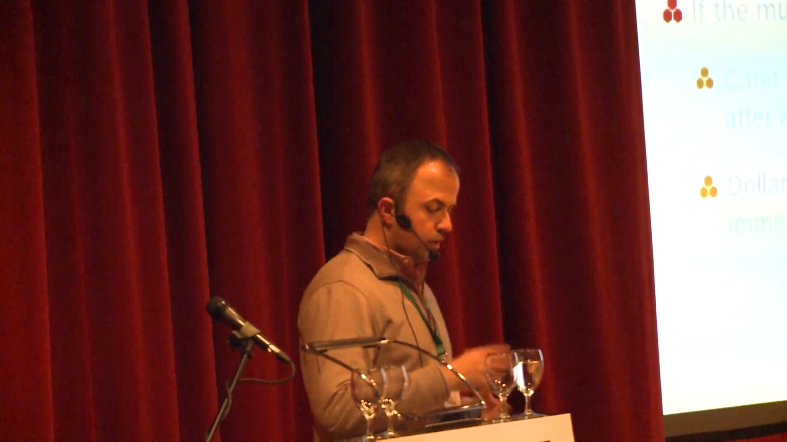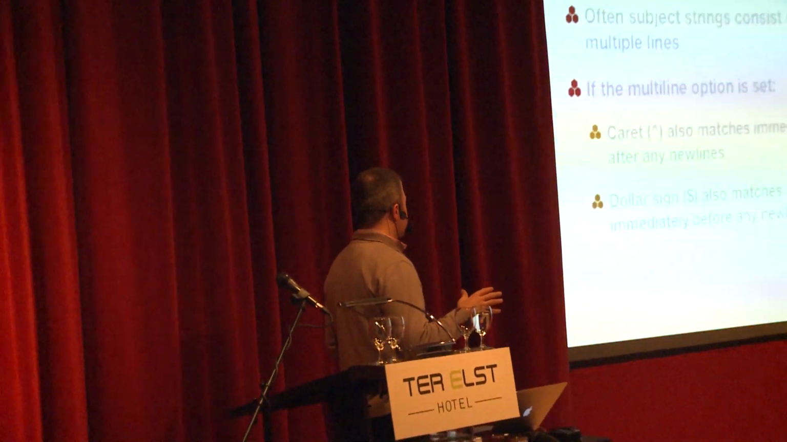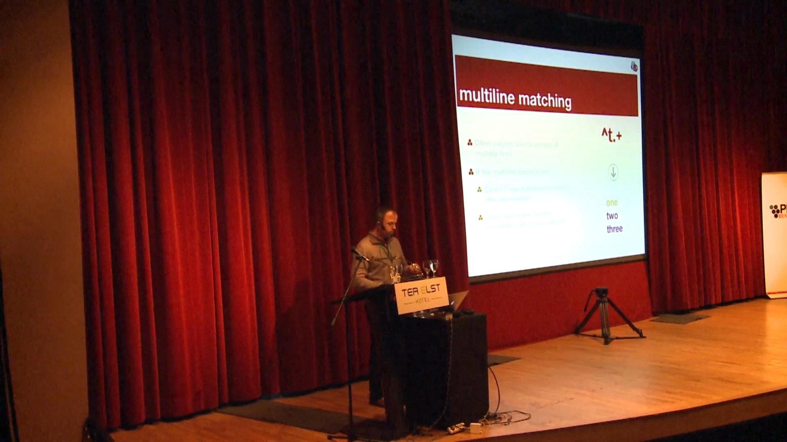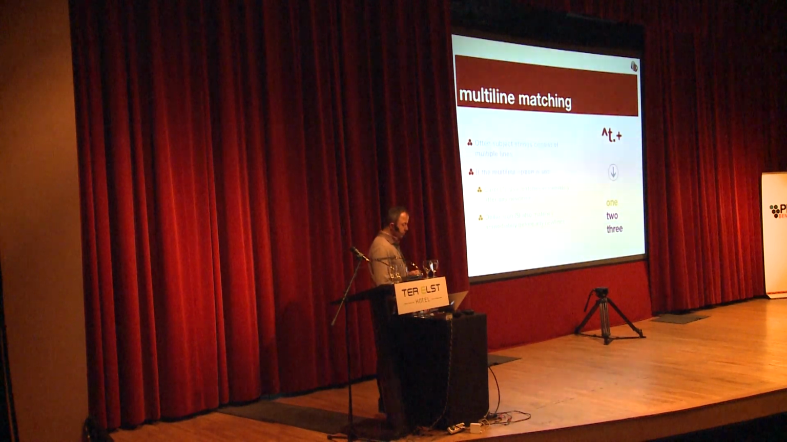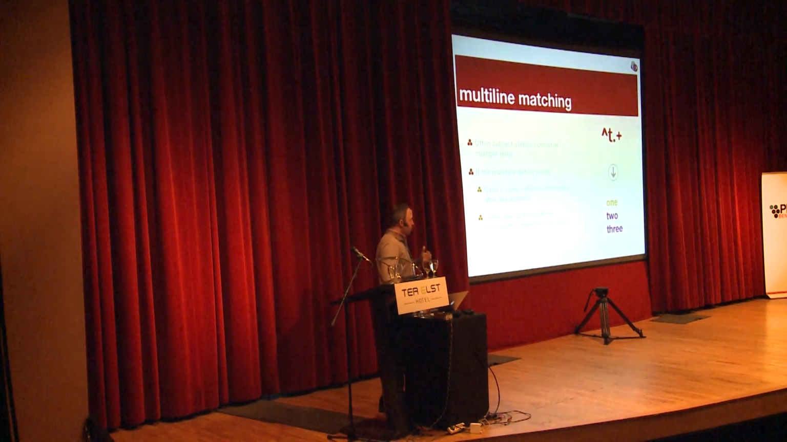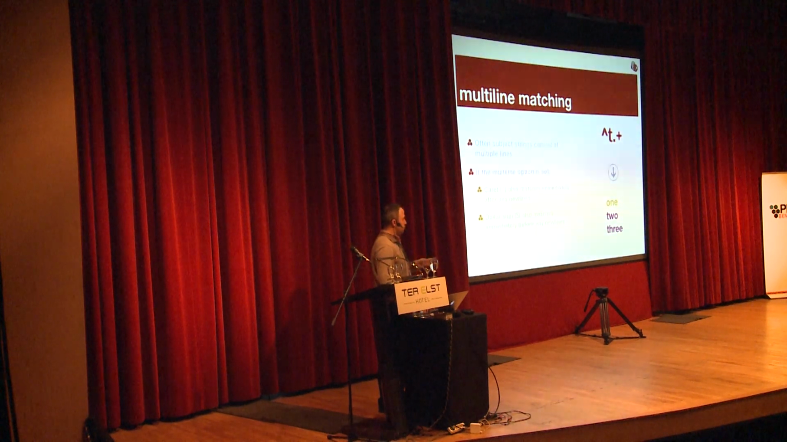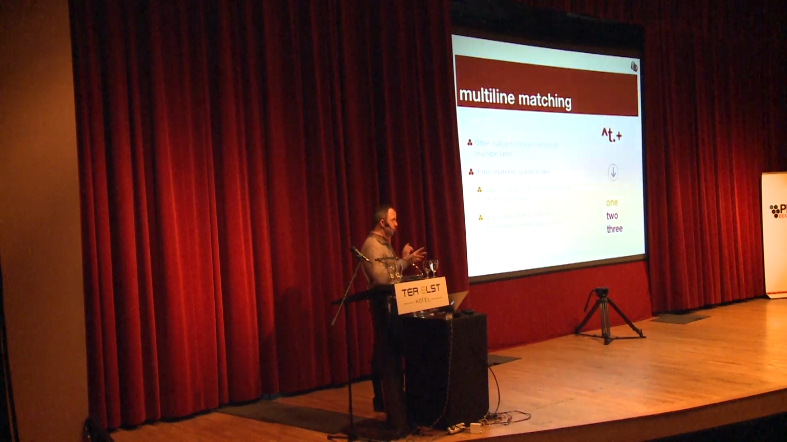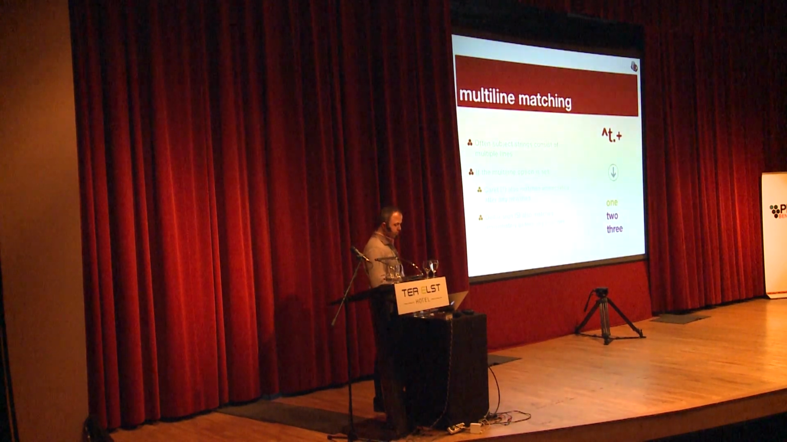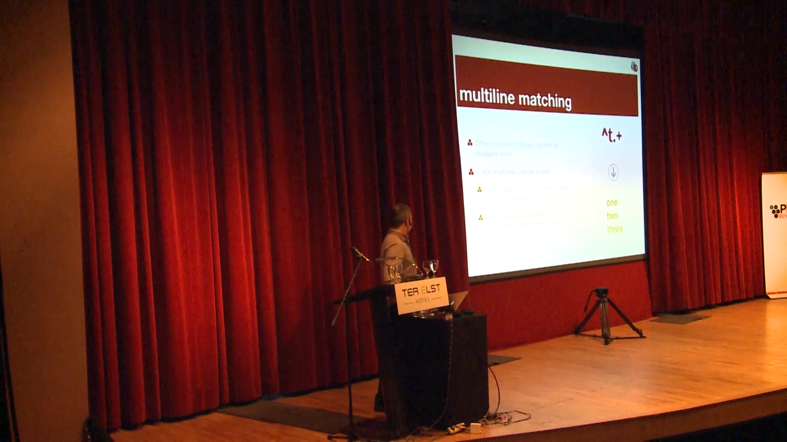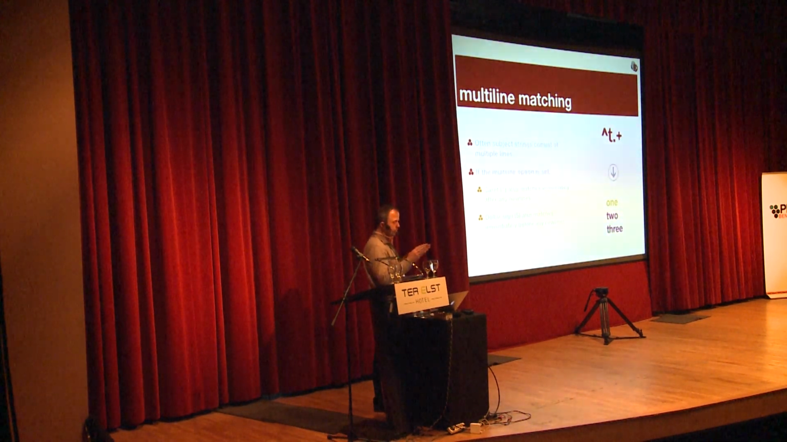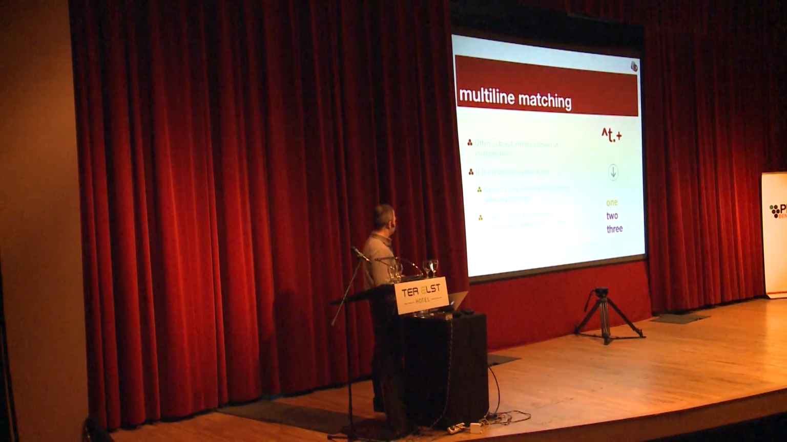Sometimes your subject string is not a single line. Actually, a lot of times it consists of multiple lines, right? And if you want to do things like find all the lines that start with letter T, followed by one or more characters, and if you have the multi-line matching option set, which I'll talk about a bit later, caret will basically match immediately after new lines, which means at the beginning of lines. And the $ sign matches immediately before any new lines. So they basically work on a line-by-line level then.